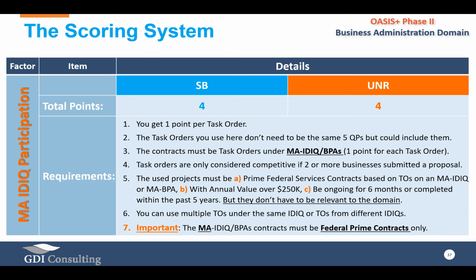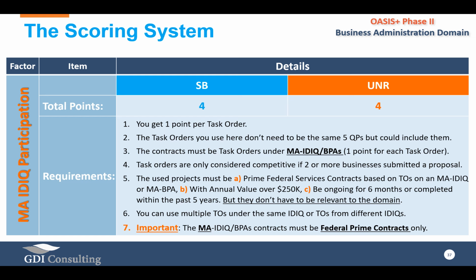So the first sub-factor, you get 1 point for each task order that you have performed under a multiple, and emphasis on multiple, award IDIQ or BPA. And you must be the prime, obviously. So if you have a multiple award IDIQ, for each task order that you bring to the table from that, you get 1 point. The maximum is 4, meaning that you can have up to 4 different task orders. Now these can be under one multiple award IDIQ or BPA, or under different ones, doesn't matter. Also, these contracts don't need to be the same ones you used in the 5 contracts for QPs. So these can be completely different ones, new ones.